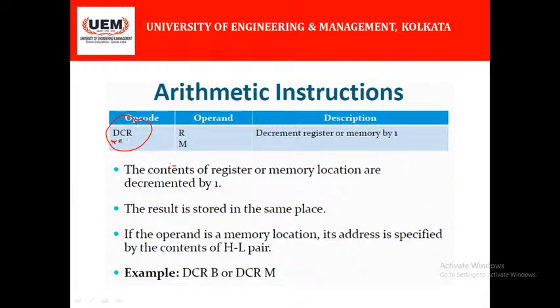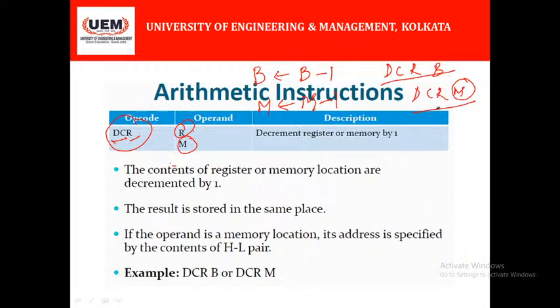DC stands for decrement and R for register. So DCR R and DCR M are two versions. DCR R, suppose DCR B, then what happens? The value of the B register will be decremented by 1. The result is stored in the same location. Similarly, DCR M, here we are using a memory location. The memory location value will be decremented by 1. The result is stored in the same location. DCR M is in memory addressing mode and DCR B is in register addressing mode, as B is a register.